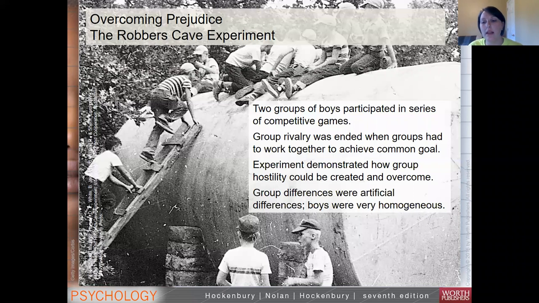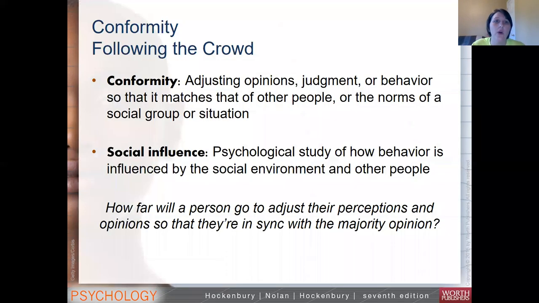Now, the problem is that all of the boys were about the same age, the same color, and about the same socioeconomic status. It wasn't like a bunch of poor kids versus a bunch of rich kids. These kids were homogenous, very, very similar. And so we find that it's easier to get a bunch of similar people to get along versus people who have a lot of differences. But it told us some really interesting things about how to overcome prejudice.